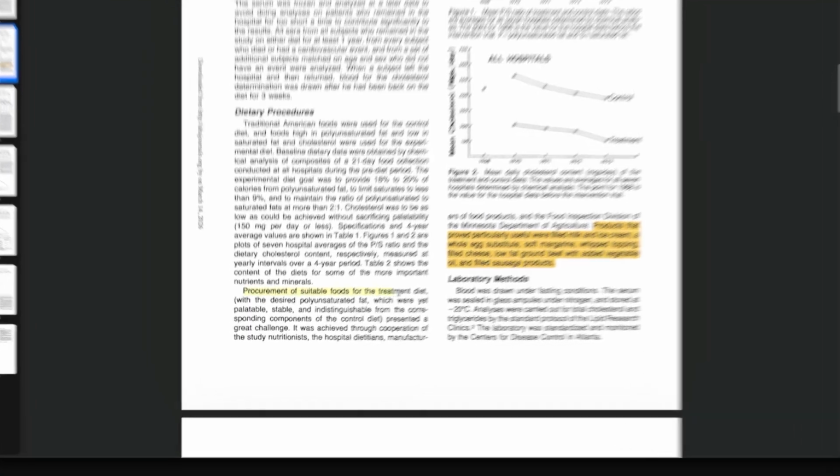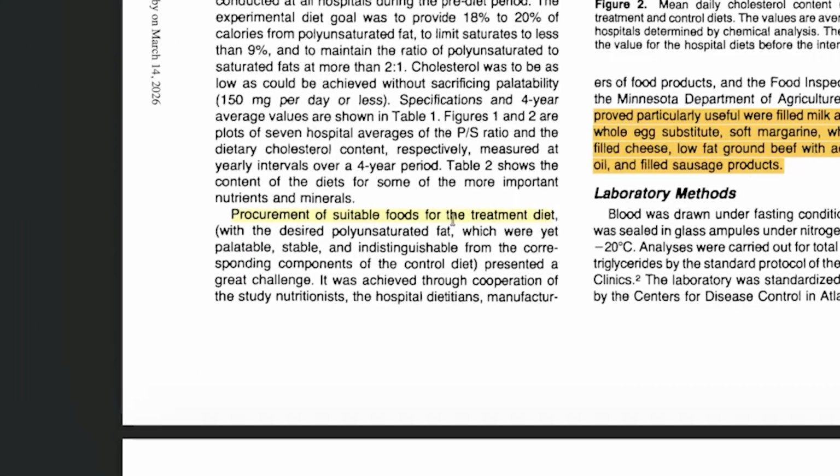So, one thing you were probably wondering is how they did a double-blind randomized controlled trial on food. I was. Well, they said here: procurement of suitable foods for the treatment diet, which were palatable, stable, and indistinguishable from the corresponding component of the controlled diet, presented a great challenge.